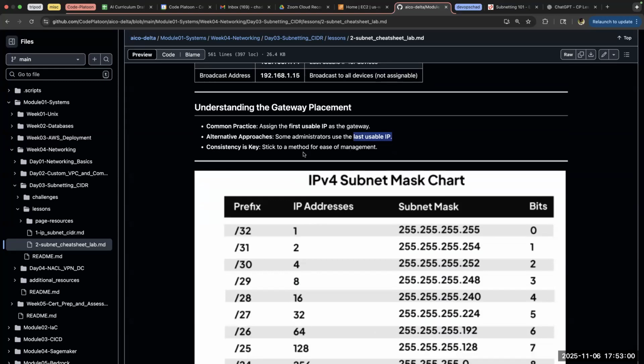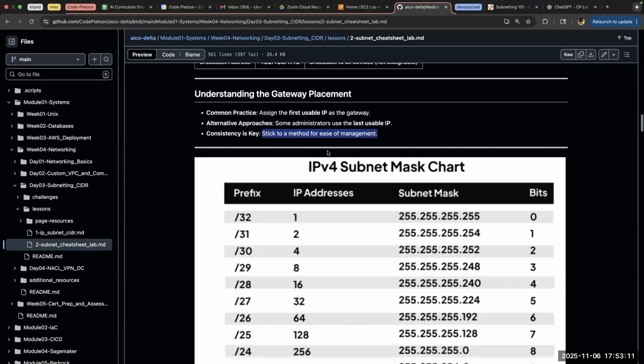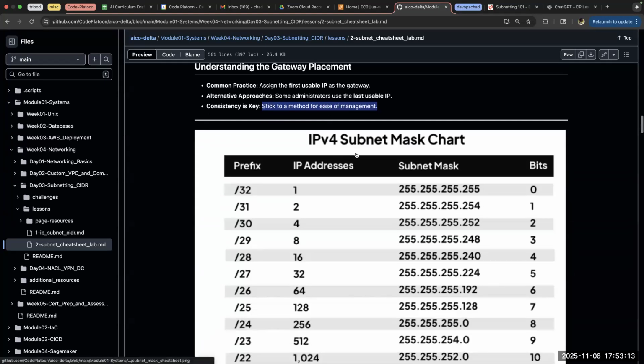But the idea is to try to use the same thing every time. My company is two companies that merged, and some of them did it one way and some the other way, and it's an absolute pain in the butt. So yeah, consistency is good.